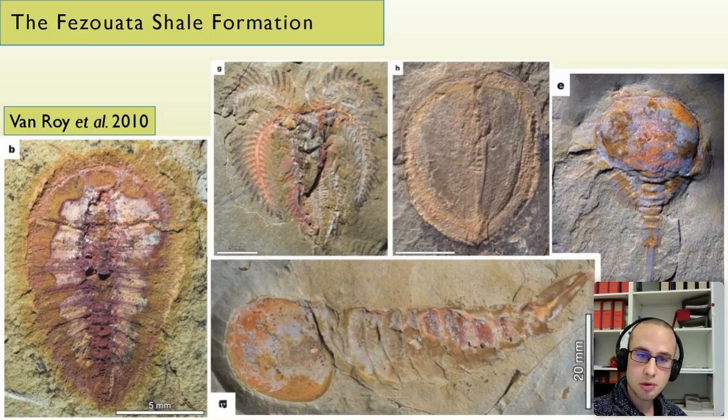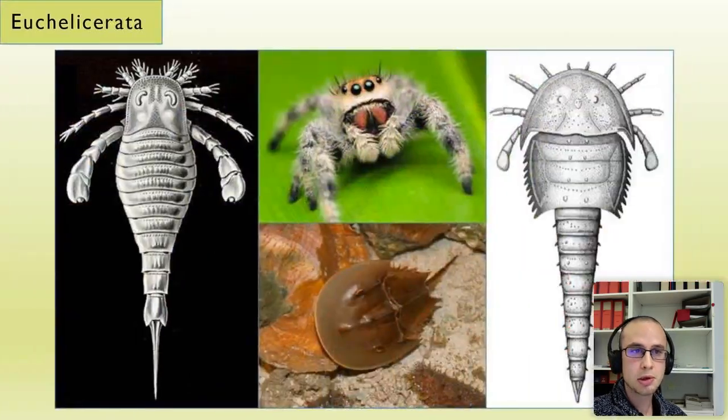But this talk is about a Euchelicerate, so let's have a brief look at what the Euchelicerata clade is. They are a successful group of arthropods. They are characterized by the presence of a first pair of specialized appendages, the chelicerae, and by the progressive fusion of the body into different tagmata, the prosoma and the opisthosoma.